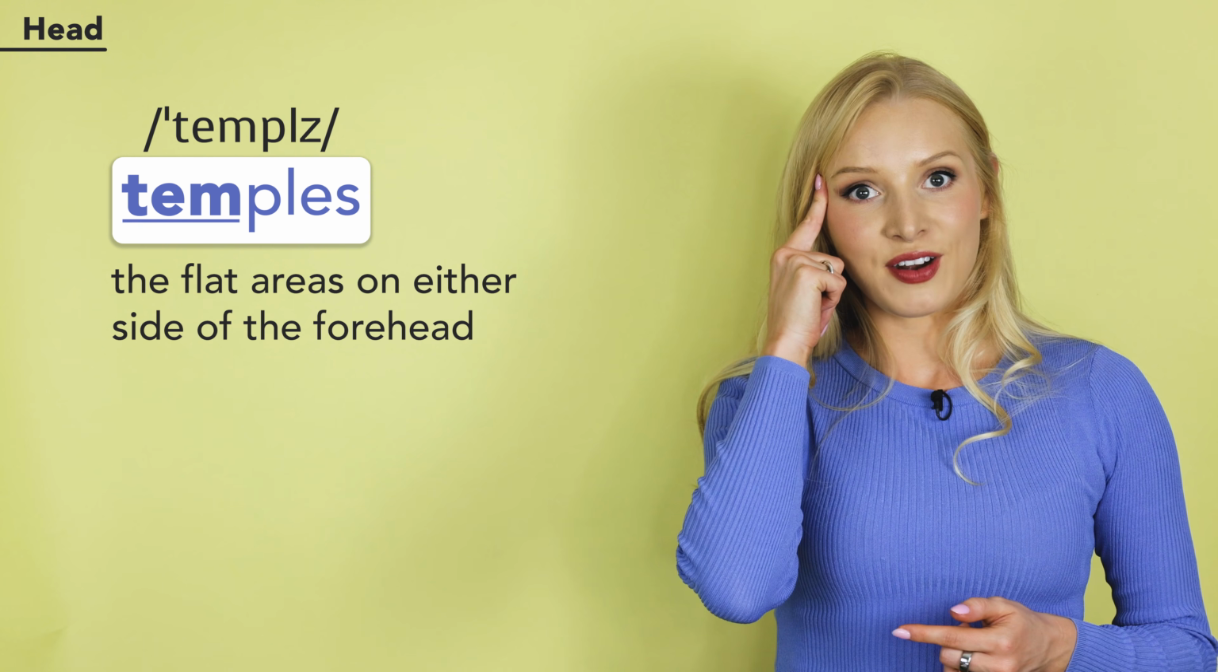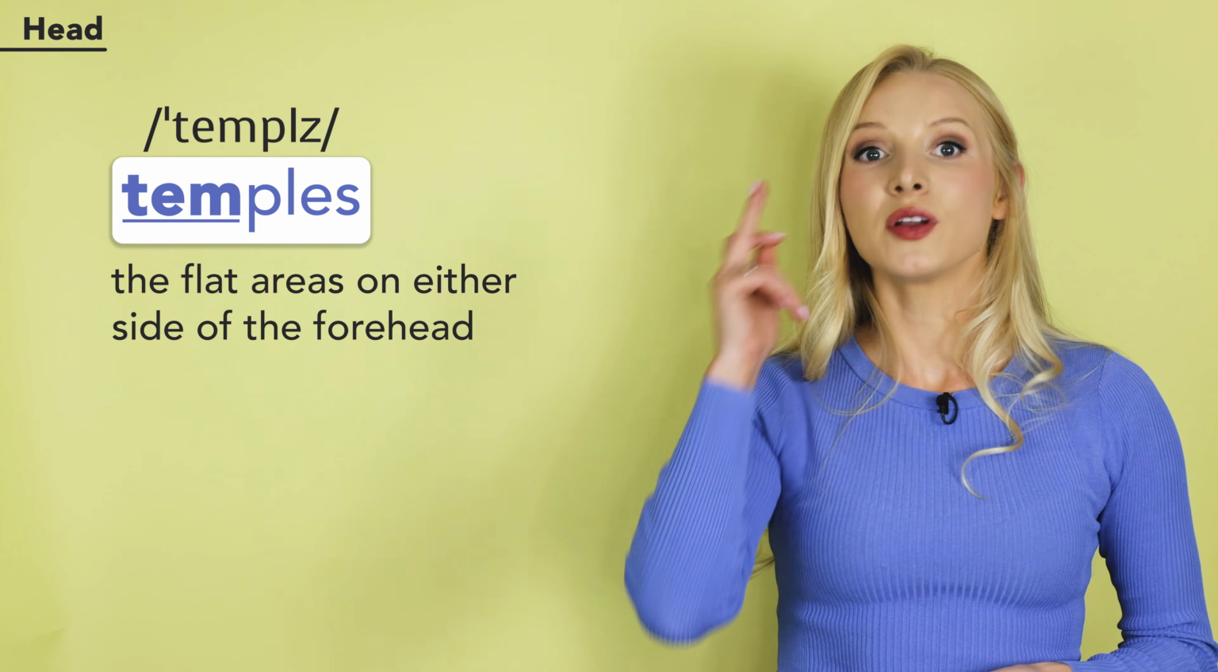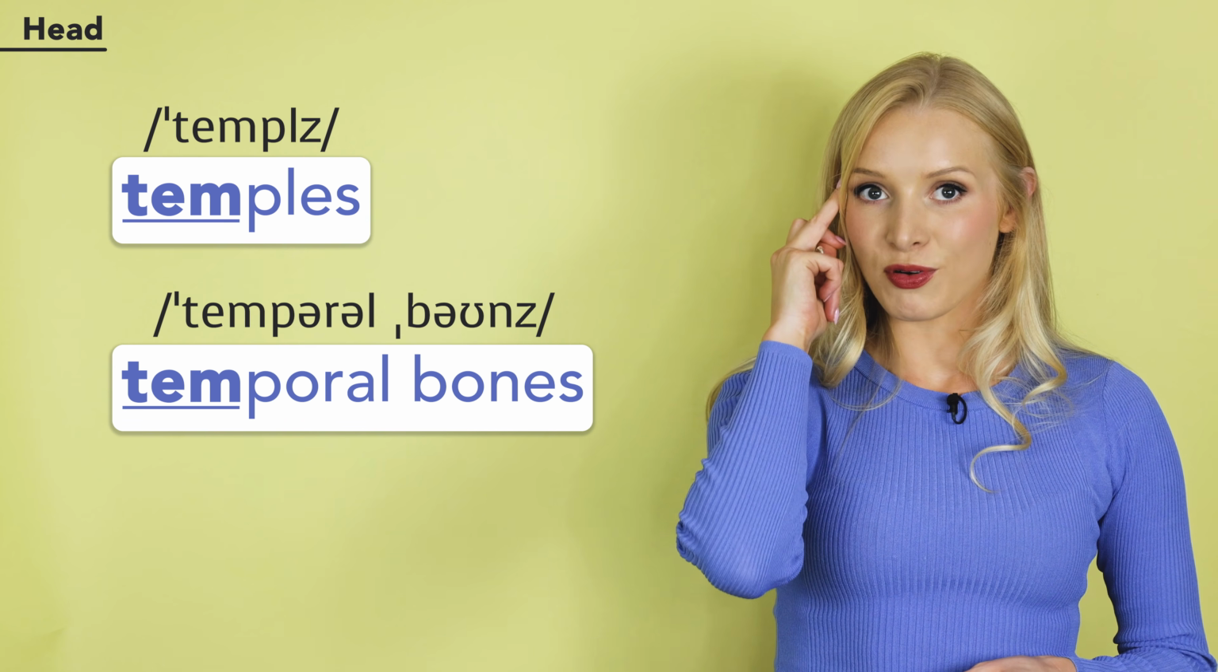And what about these? They are the temples. Temples. They're the flat areas on either side of the forehead. That's where your temporal bones are. Temporal bones.